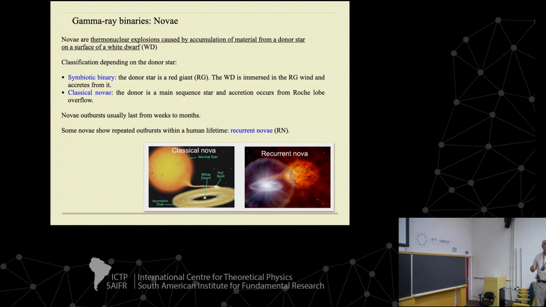So from time to time, there is a runaway thermonuclear explosion on the surface of the white dwarf. In the classical novae, we have a normal star and then accretion through the Roche lobe onto the white dwarf. And also we have a thermonuclear explosion, but not so frequently as in this case. So these are called also recurrent novae. Okay.